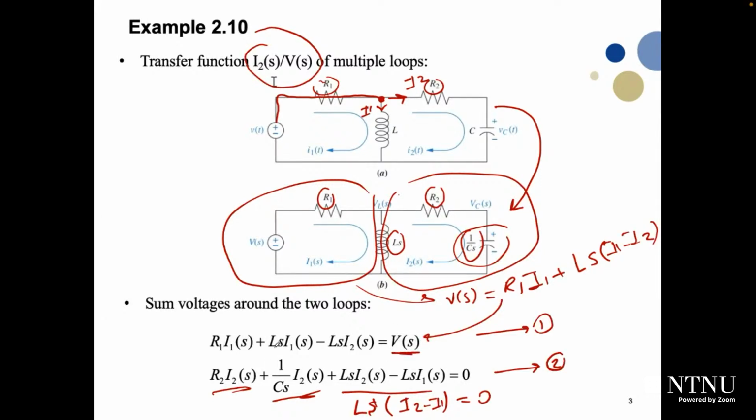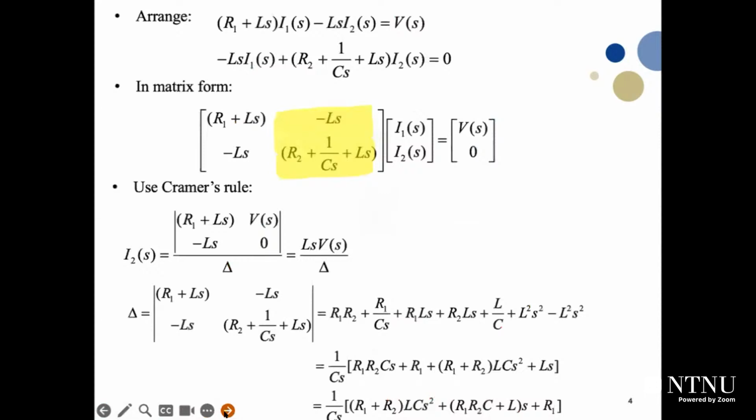We know R1, we know L, we know C, we know R2, but we don't know I1 and I2. So in fact, we have 2 equations and 2 unknowns. Those 2 unknowns are I1 of S and I2 of S. We need to solve for I2 of S. So there is one nice approach for solving this.